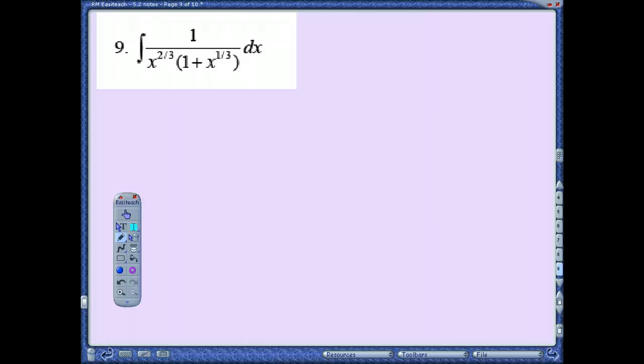But then you have to ask yourself, well, why did they put the parentheses there at all? Well, they put the parentheses there so that you could do a u substitution. If you multiplied this through, you'd have x to the 2/3 power plus x. I couldn't do a u substitution on that, nor could I integrate it.